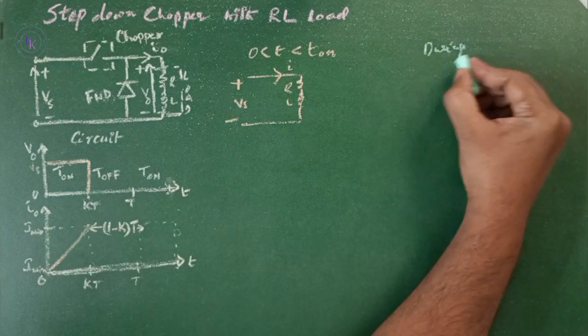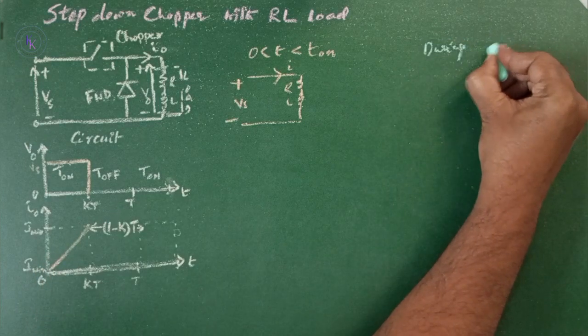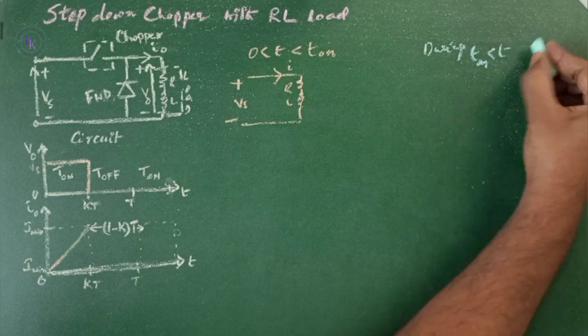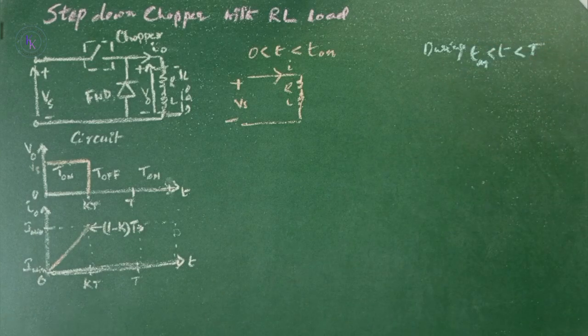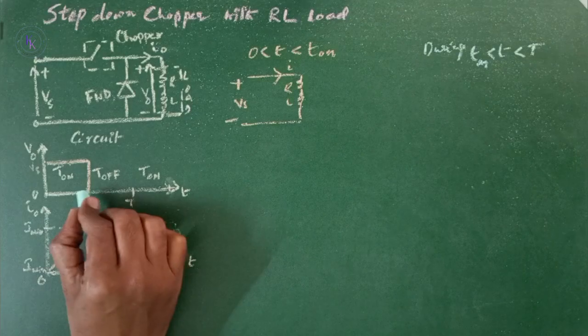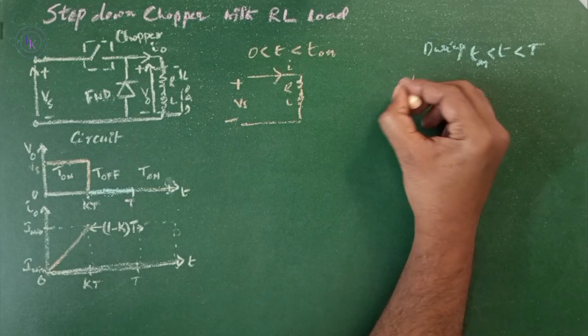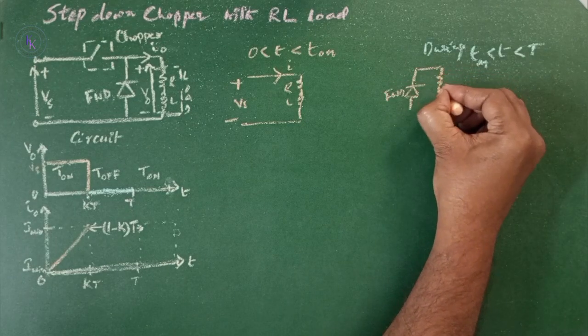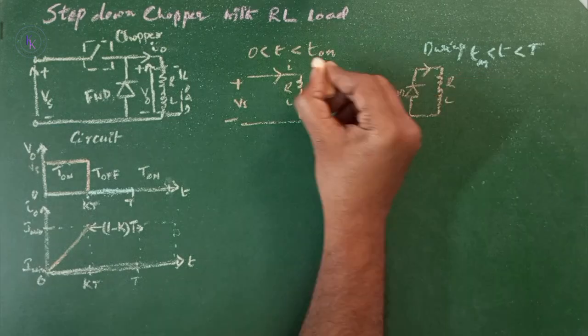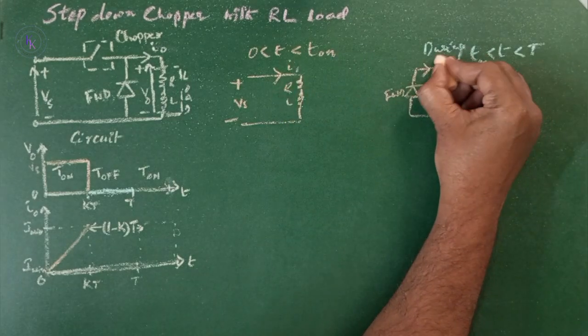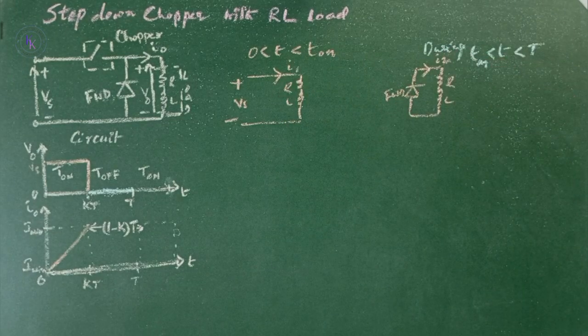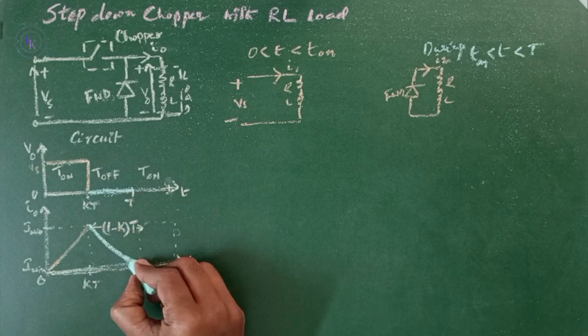During the turn off period, that is the time t is greater than T on and less than capital T, the chopper is opened and the average voltage will be equal to 0. And the current path is from the freewheeling diode to the RL load and back to the freewheeling diode. Let this be I1 and this be I2. During this stage, the inductor discharges, where its load current decays from the maximum value to the initial value.